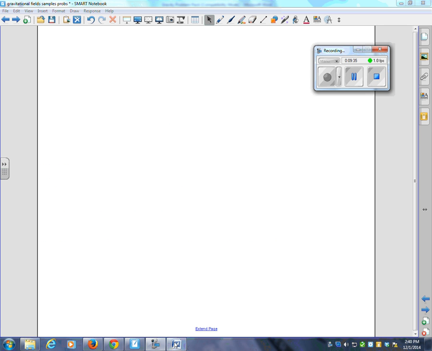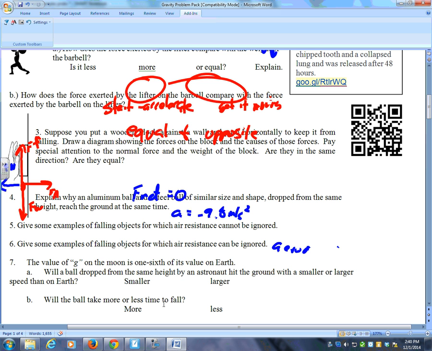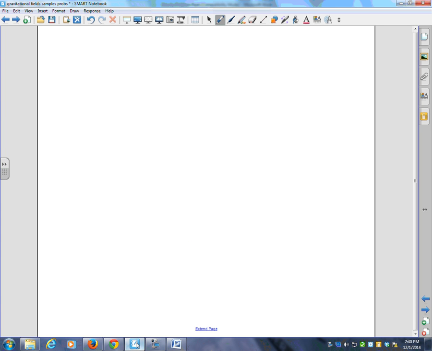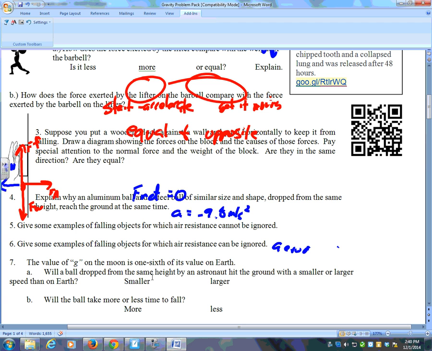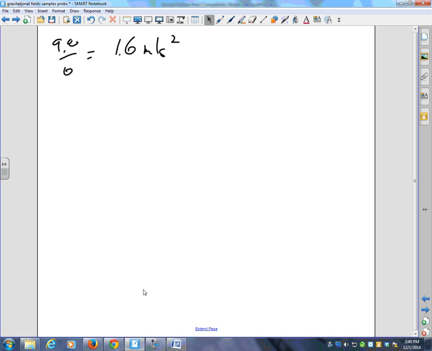I just think I need the actual question here, right? The value of g on the moon is 1/6 of its value on Earth. In fact, it's 1.6, right? If you take 9.8, divide by 6, so gravity on the moon is about 1.6 meters per second squared. Will a ball dropped from the same height by an astronaut hit the ground with a smaller or larger speed than on Earth? So basically you've got Earth and you've got Moon.